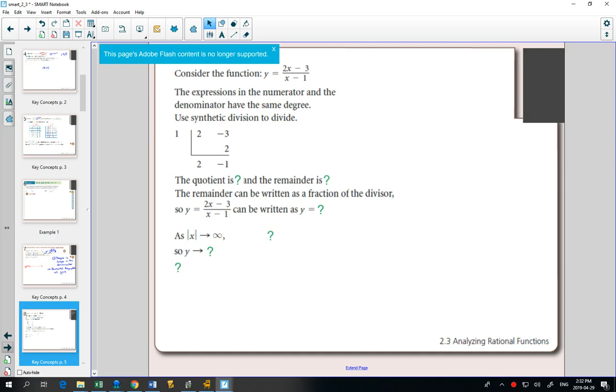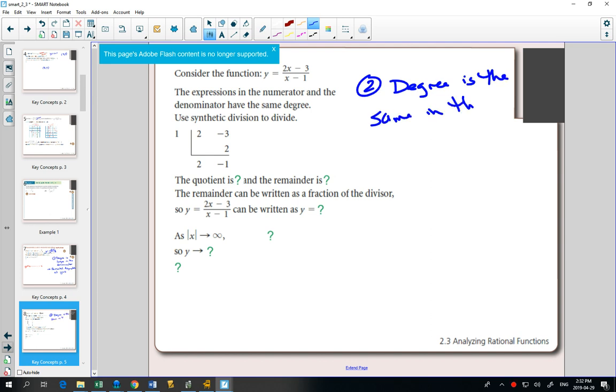The second thing that could happen is the degree is the same. For situation number 2, I find the textbook's explanation a little bit over the top, so we'll simplify it a little bit. So 2, when the degree is the same in the numerator and denominator.